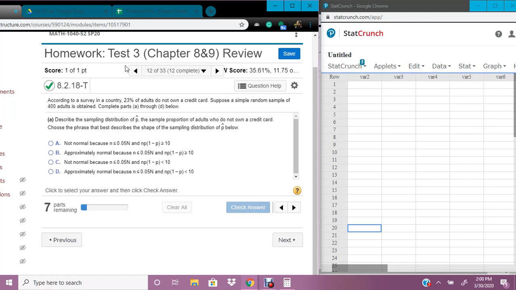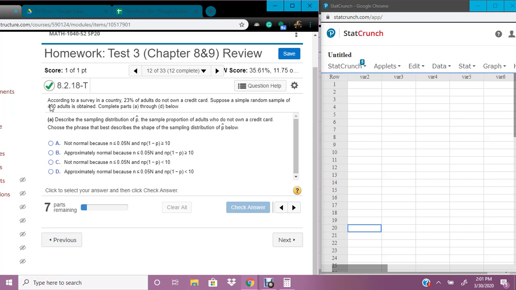Okay, so here's question 12 of the test 3 review. First we're going to see if it's normal or not. And so our guidelines are, these two are the only correct guidelines right here. Our n has to be less than or equal to 0.05 of our population size.